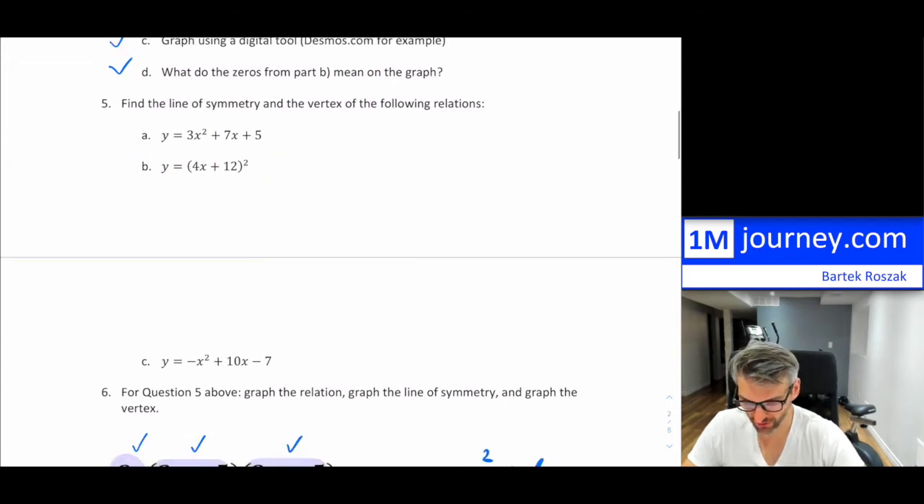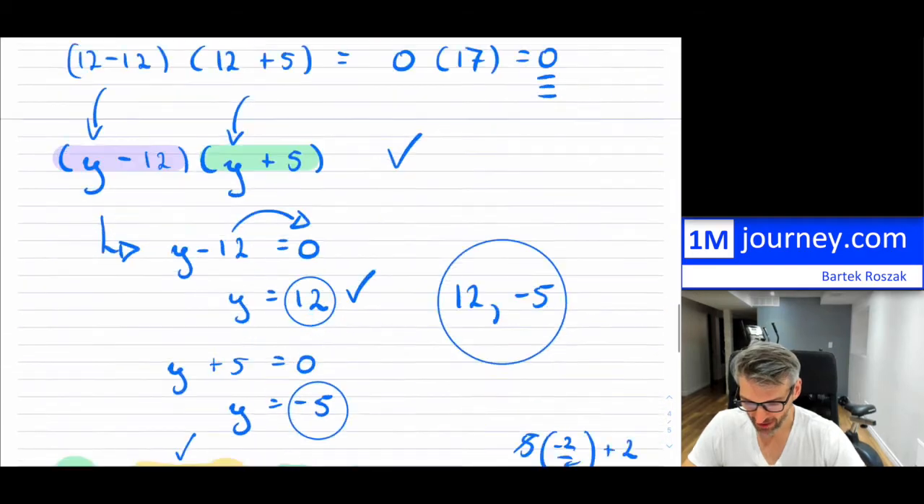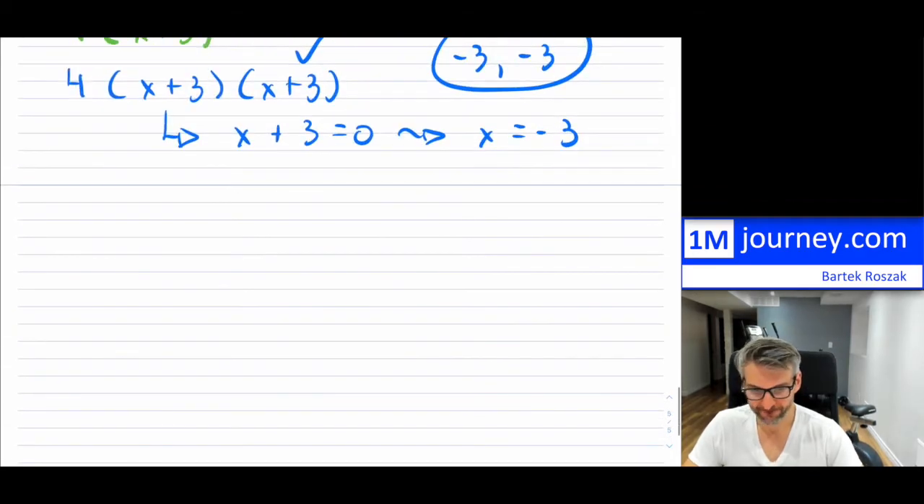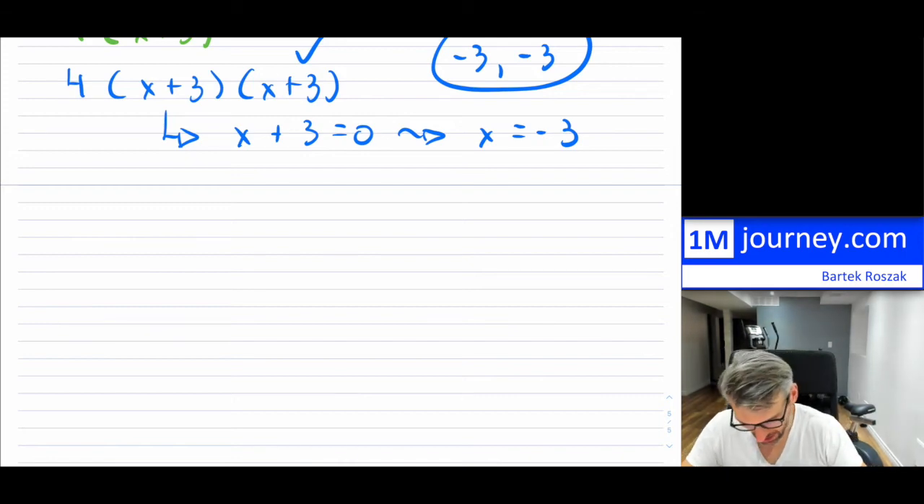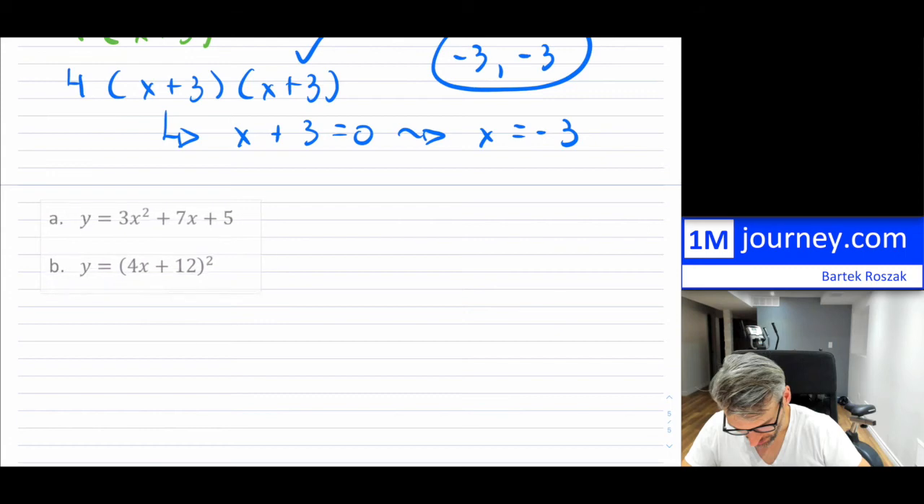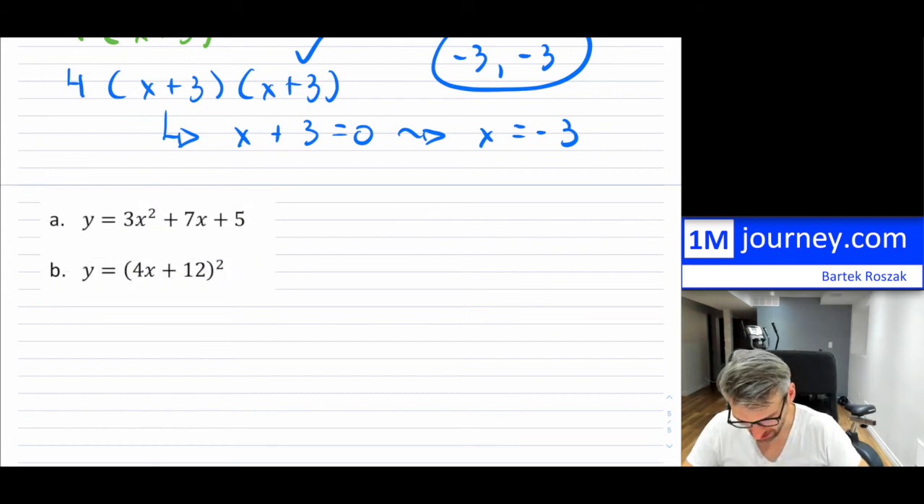Let me first do the first 2. Then we'll go back there. Okay, so we're not going to do it through graphing, just because we want to be able to know how to do this. So that's the first 2. If I concentrate on the first one, notice 3x squared plus 7x plus 5.